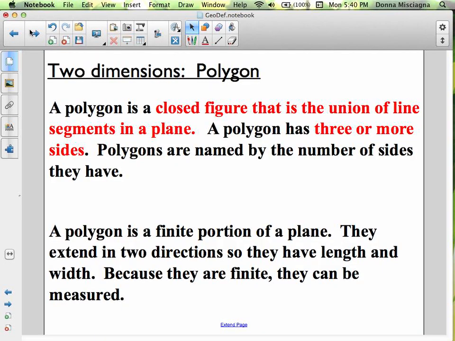Right, so a polygon extends in 2 directions, so they have length and width, but because they're finite, they can be measured. We can't measure a plane. You can't measure infinite. What's infinite? Right? But we can measure something that's finite. In your notes, I don't have a diagram or a naming for the polygons, but you can jot down some things from the next slide.